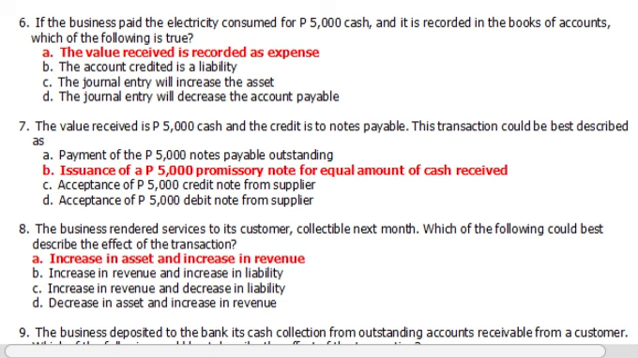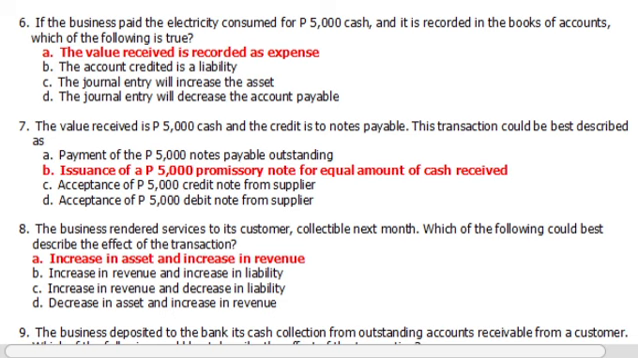Number 7, the value received is 5,000 cash and the credit is the notes payable. Transaction can be best described as since notes, sabihin, nagbigay tayo or nag-issue tayo ng promissory note, kaya yung ating answer is letter B. Again, tayo yung nagkaroon ng utang. So, tayo yung nag-issue ng note. Issuance of 5,000 promissory note for equal amount of cash received.